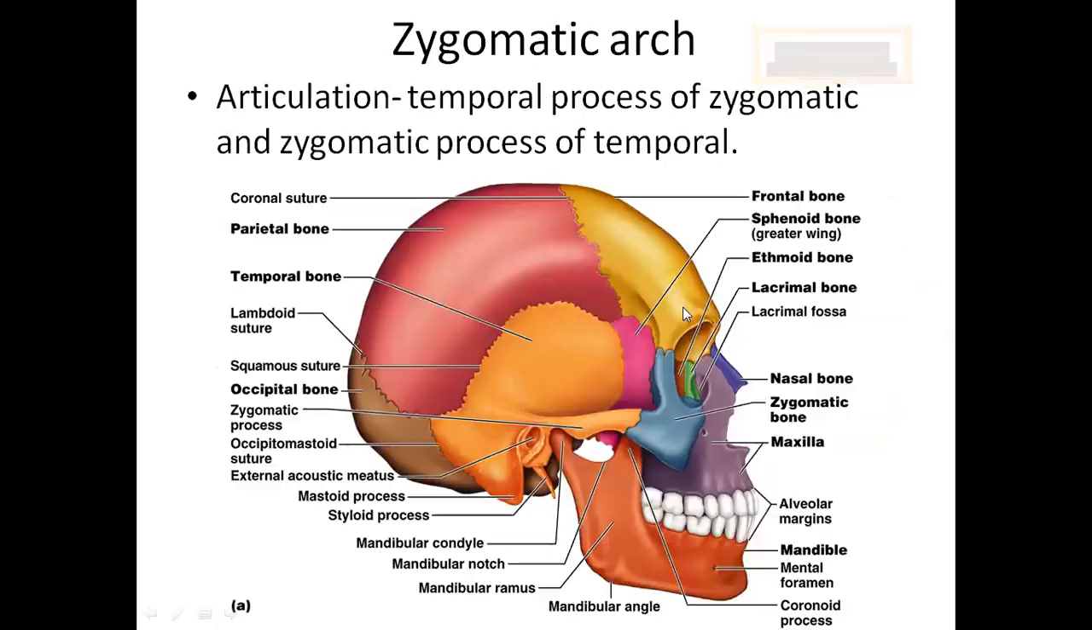This view we have already seen. So this is the zygomatic arch, I said. How is it formed? By articulation of the temporal process of the zygomatic bone, which is moving towards the temporal bone, and the zygomatic process of the temporal bone. This whole meeting point is the zygomatic arch. There is a suture in between, which you call the zygomatico-temporal suture, between the zygomatic bone and temporal bone.